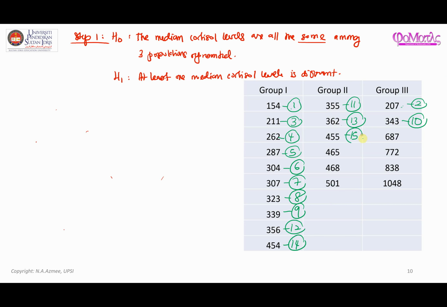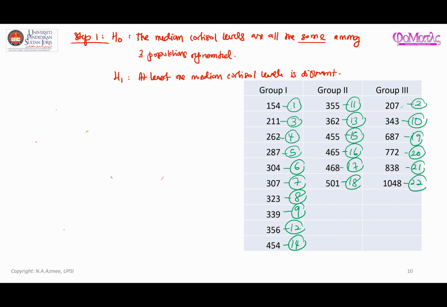this is 15. Okay, this is 16, 17, and then this is 18, 19, 20, 21, 22. So you can see it gets a bit easier to rearrange and at least avoid some mistakes in ranking the observations.